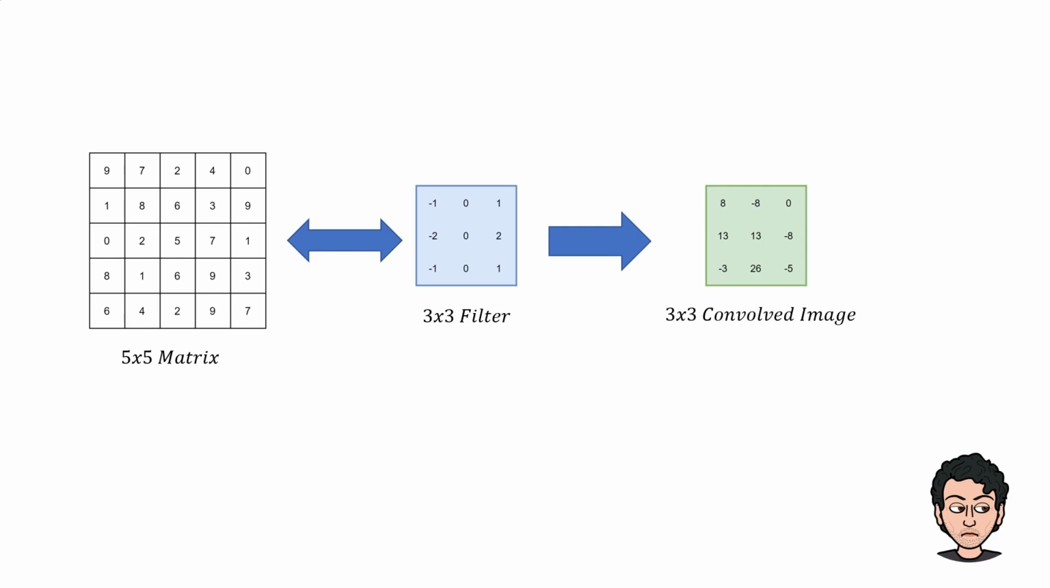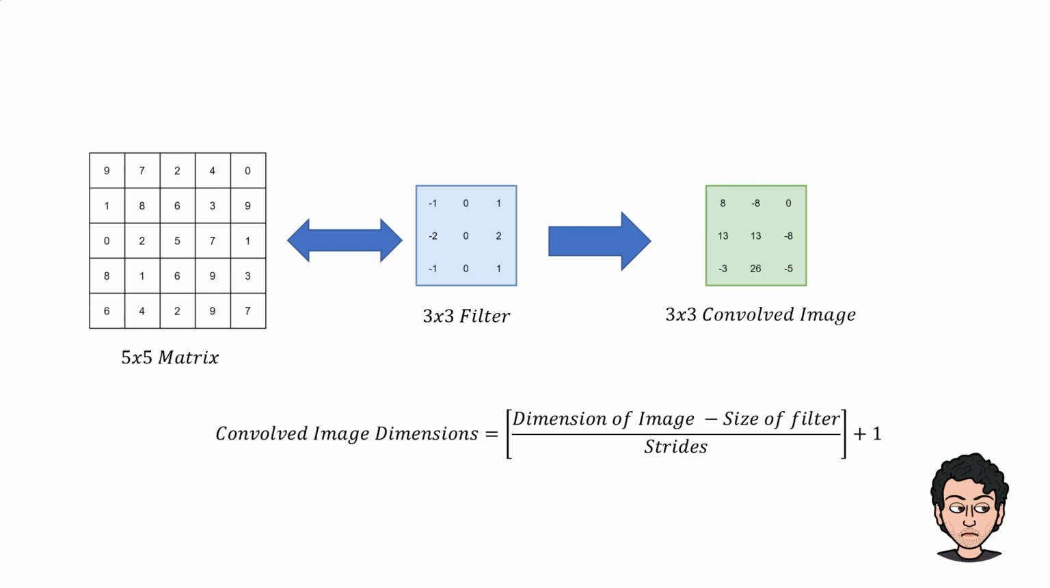There is a standard formula for this. The convolved image dimension is equal to the dimension of the input image, which in our case is 5, minus the size of the filter, which is 3 by 3 so 3, divided by the strides. Strides can be 2 or 3 sometimes, but here strides is equal to 1. At every step our filter takes a 1 pixel step to move so that it works on the whole matrix, and finally we add 1 to it.